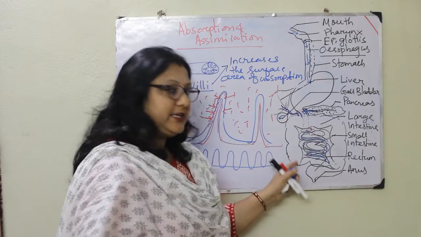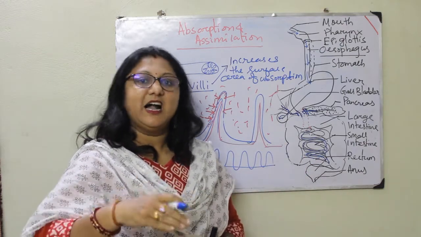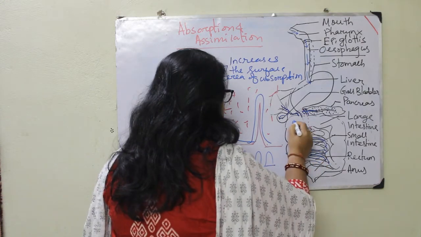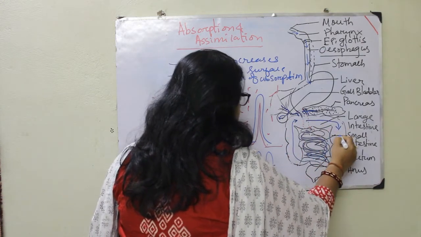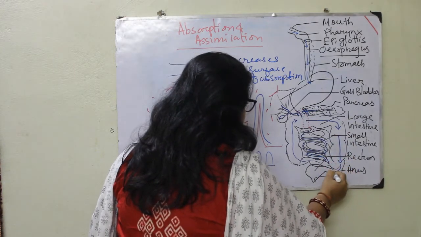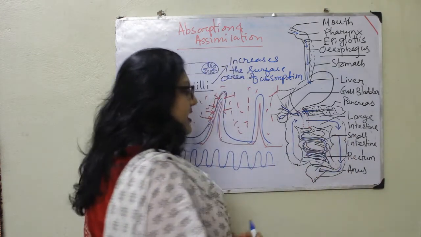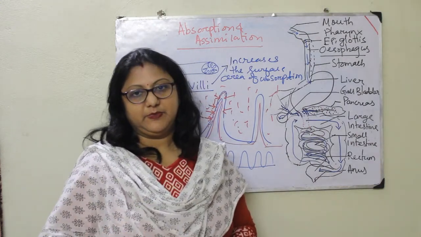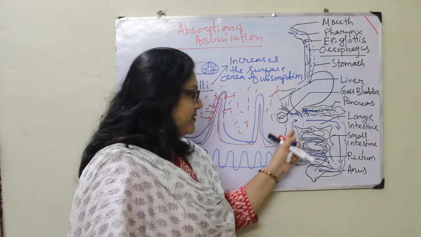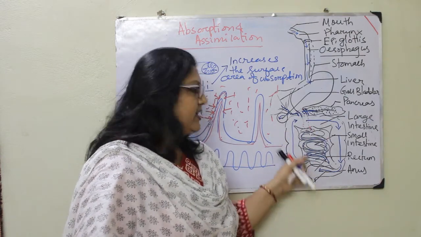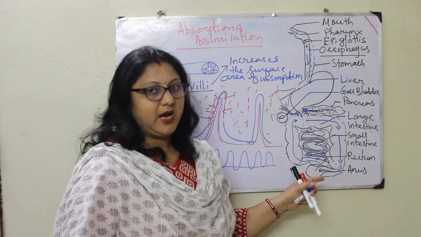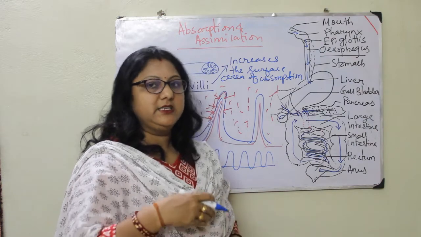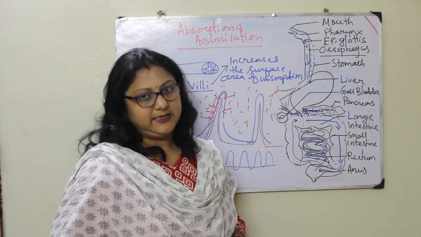So now after the reabsorption of water, the undigested food which remains passes from this part to this part throughout the large intestine, then it is stored in the rectum, and later it is removed out through the anus, right? So undigested food moves in the large intestine, the water reabsorption happens in the large intestine, and finally it is stored in the rectum, and later it is removed out through the anus, right?